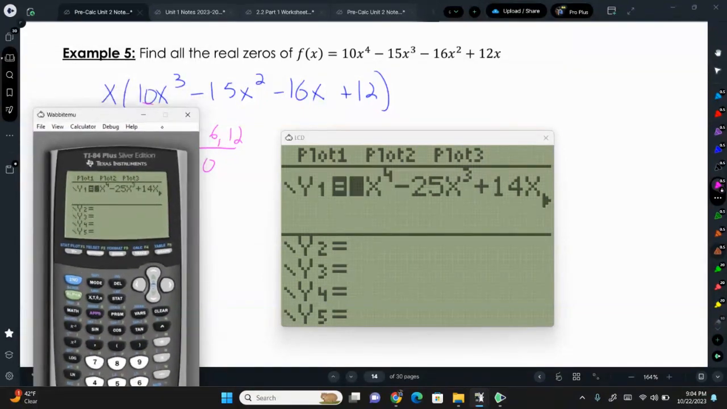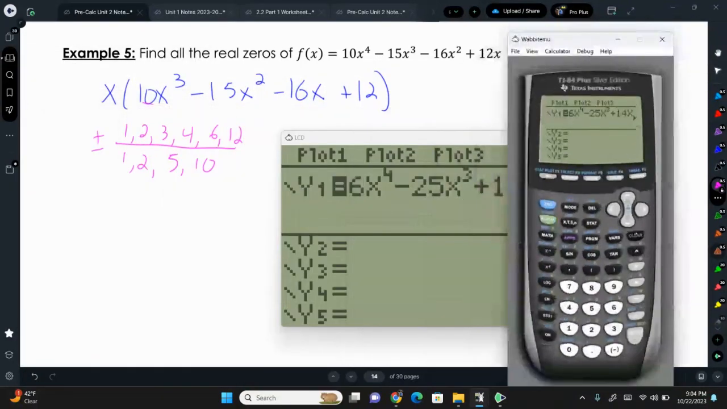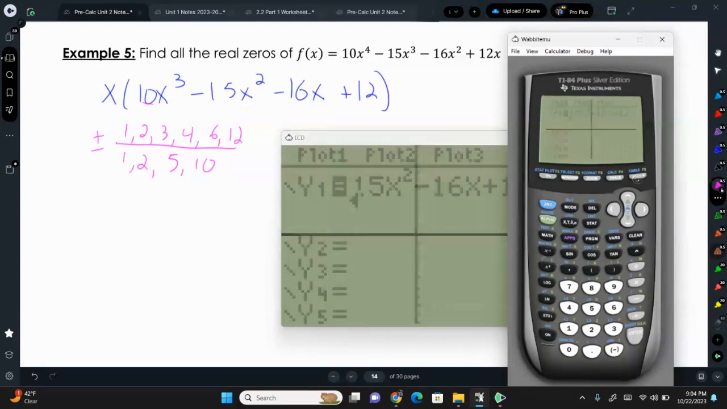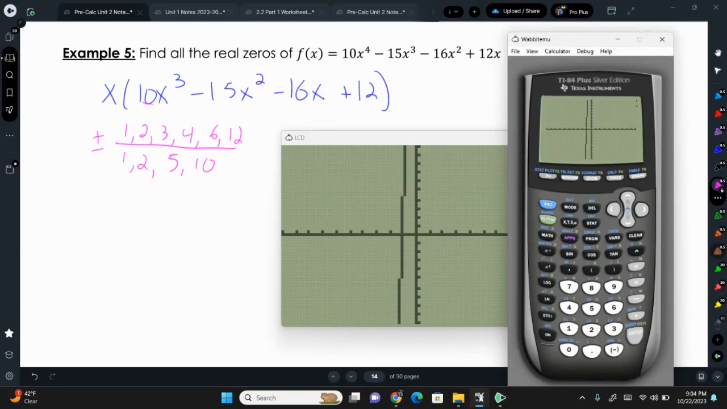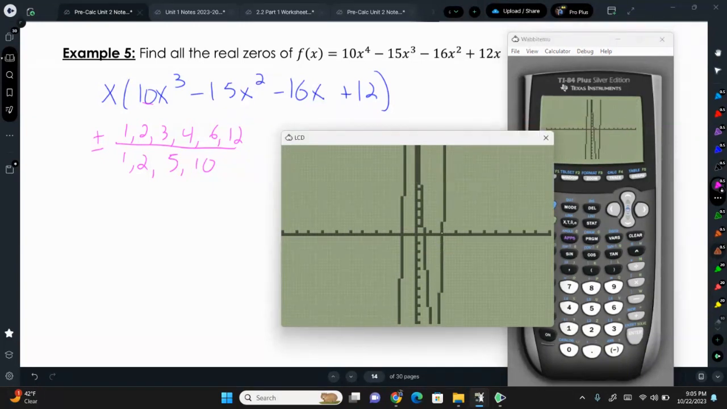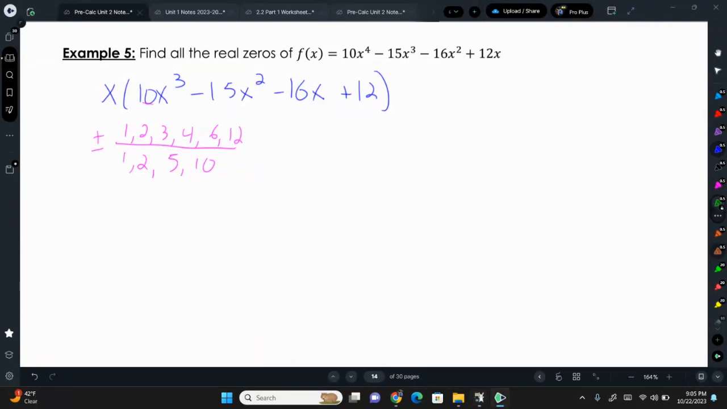So the graphing calculator, I'm going to use this to narrow things down. So 10x to the third minus 15x squared minus 16x plus 12. And then we're going to graph. Okay, so it looks like negative 1 and positive 2 are solutions. So let's try positive 2.